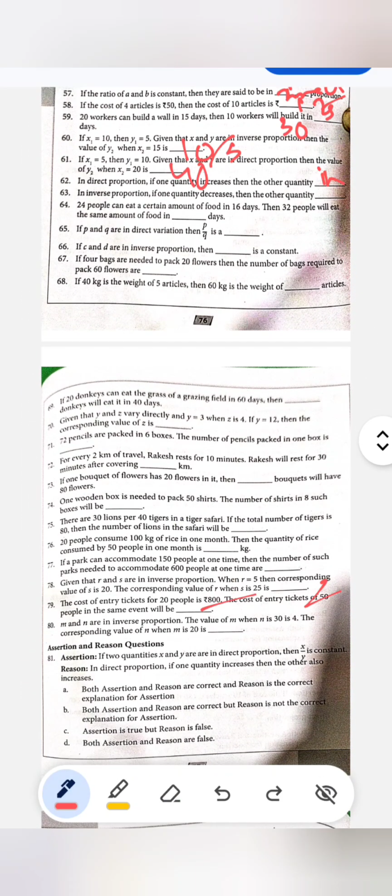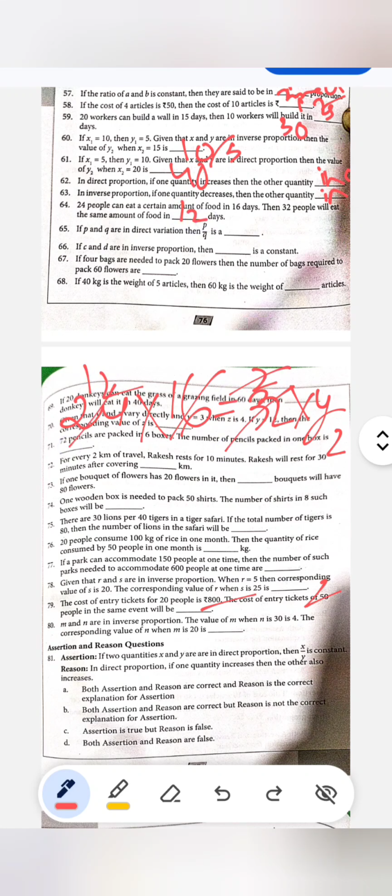Question number 62. In direct proportion, if one quantity increases, then the other quantity increases. In inverse proportion, if one quantity decreases, the other quantity increases. Now 24 people can eat a certain amount of food in 16 days. Then 32 people will eat in how many days? So 16 into 24 divided by 32 gives 12. So the answer is 12 days.